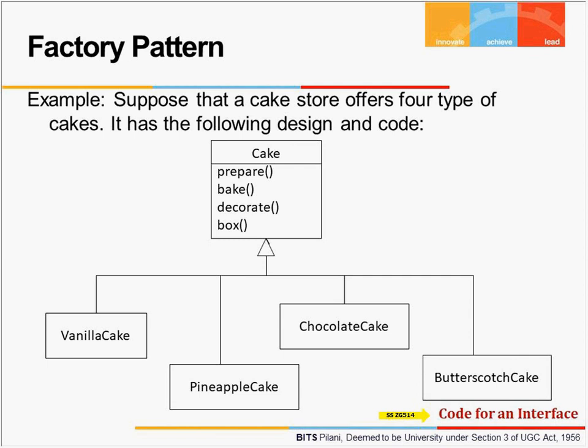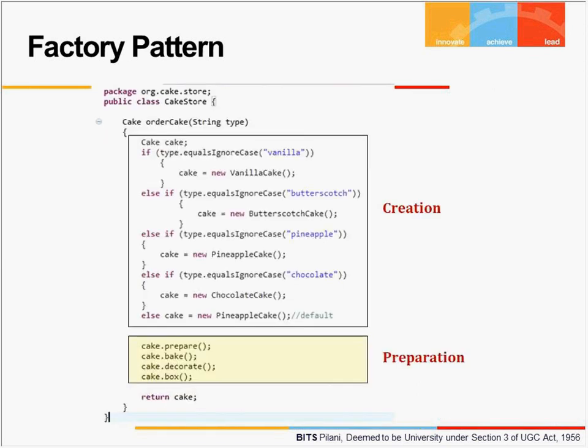So this is the current structure of the cake store. Let's move ahead and understand the factory pattern. Let's not get lost in the code for an interface, we'll do the factory pattern first. However, before that, this design for a cake store is a good OOAD design because it's based on the code for an interface concept. Now let's move ahead and understand the factory pattern.